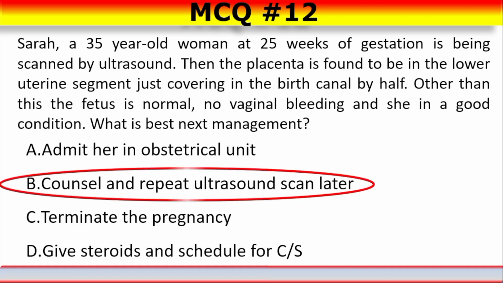The correct answer is B. Counsel and repeat ultrasound scan later. So if there is no bleeding and the condition of the fetus and the mother is good, due to the migration of the placenta toward the upper segment of the uterus, we will wait, counseling on danger signs, and we will scan later to confirm whether it is in the lower or in the upper segment. So B is the correct answer.